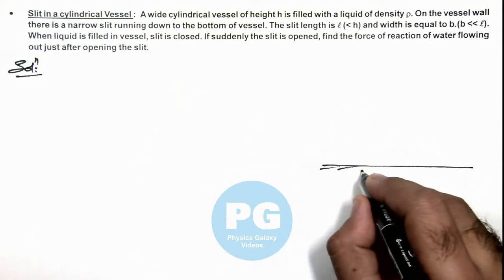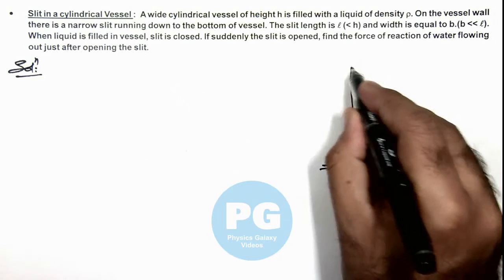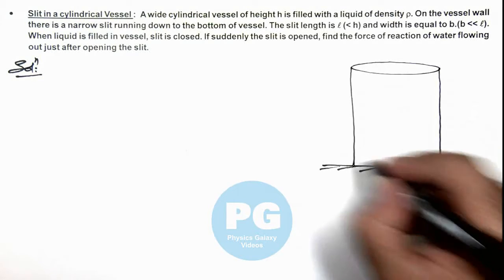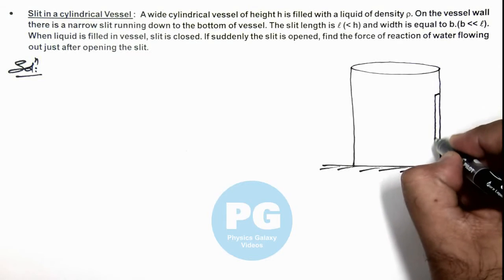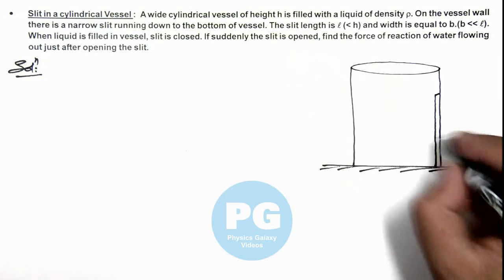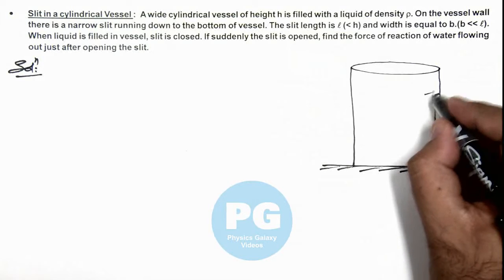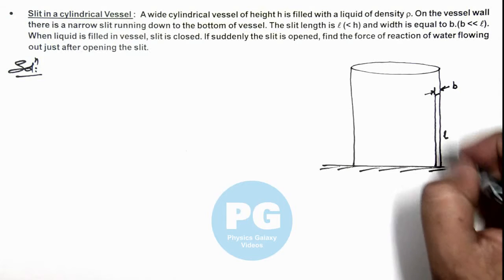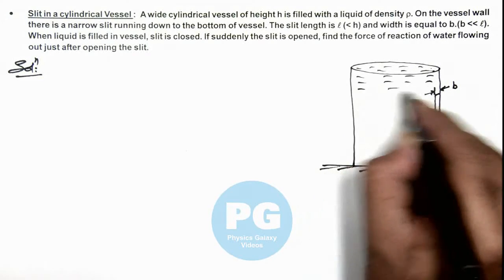On the ground, we are given that a wide cylindrical vessel is kept. Say this is a wide cylindrical vessel kept over here, and in this vessel we have made a slit on its side wall. Say this is a rectangular slit, and we are given that the slit length is L and the width of the slit is equal to B. That means this width is given as B. So this is a narrow rectangular slit made in the side wall, and liquid is completely filled in it, which is water in this case.